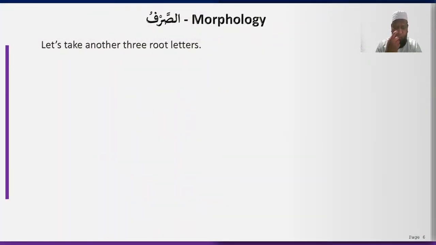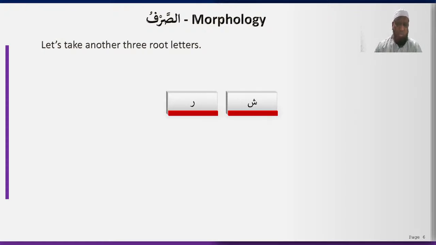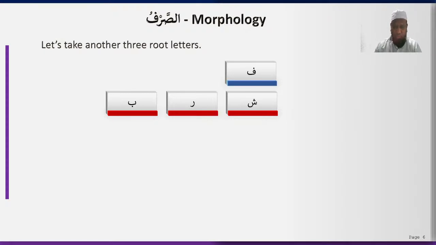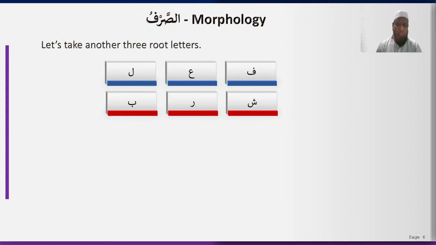So any letter that falls in place of fa is called fa'ul kalima. Any letter that falls in place of ayn is called aynul kalima. And any letter that falls in place of lam is called lamul kalima. Let's take another 3 root letters, shin, ra, ba. The shin falls in the place of fa, the ra comes in place of ayn, and the ba is coming in place of lam.